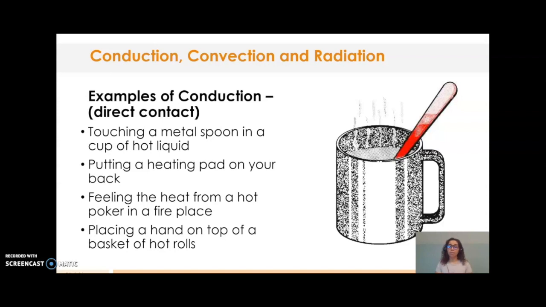The best thing to remember with conduction is it has to do with direct contact. It's almost like an applied force, where if there isn't contact, it's not going to be conduction. So when you're going through the quiz and you're looking to see if something is conduction, if there is any type of touching, just assume that it's going to be conduction.